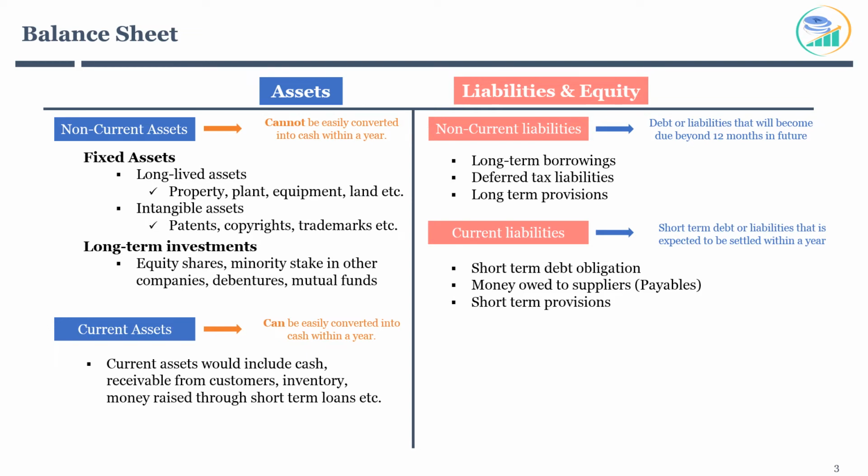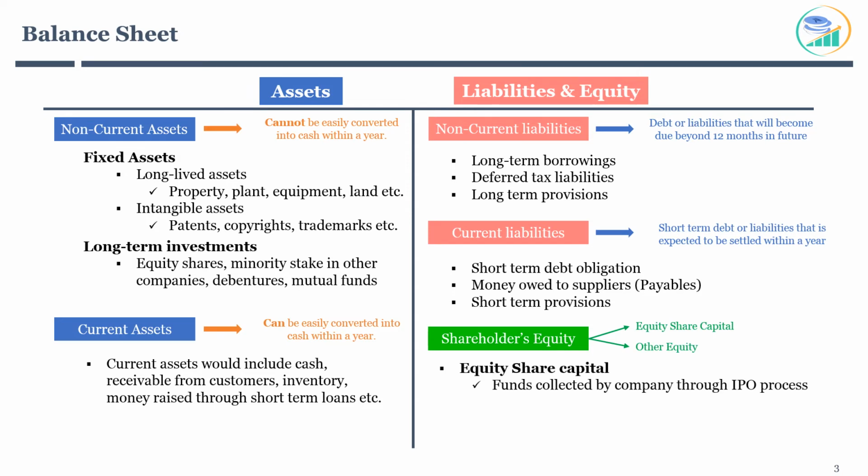The next important line on the balance sheet is shareholders' equity. Typically, it includes equity share capital and other equity. Equity share capital is funds collected by company through IPO process. Other equity includes the retained or accumulated profits on balance sheet over the years. This is also referred to as retained earnings or reserves and surplus.